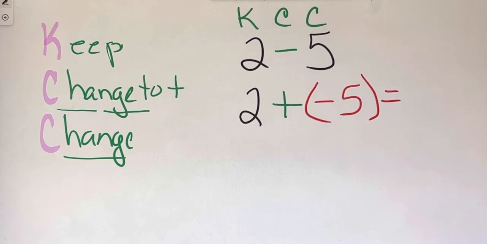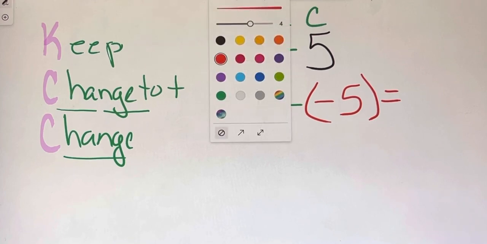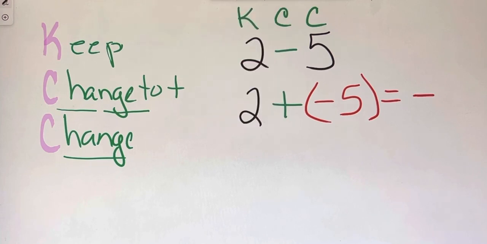And again, we're following the rules for adding integers. So we have 2 positive and 5 negative. They fight, they don't like each other. The negatives are going to win. So I know that my answer is going to be negative. I have 3 more negatives than positives, so my answer is going to be negative 3.